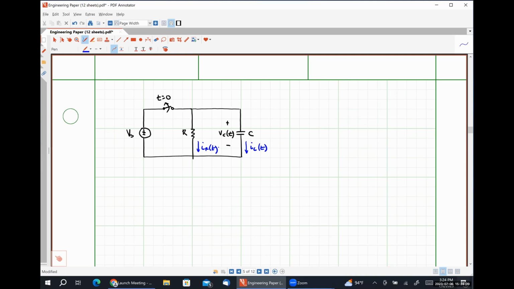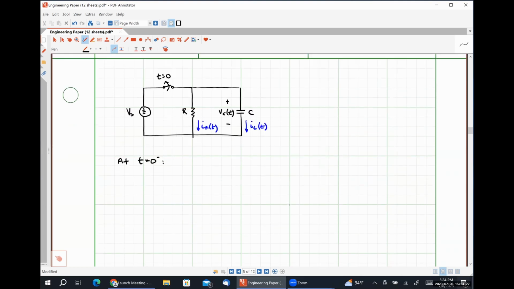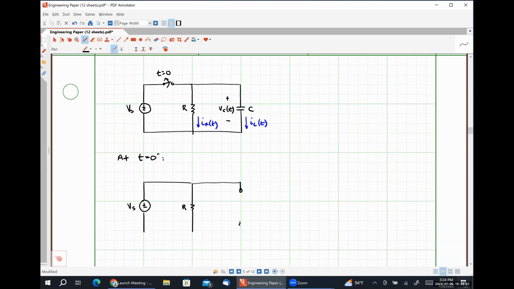Okay, so I'm going to go through this a little bit more quickly because it is extraordinarily similar to what we saw for the inductors. At t equals 0 minus, our circuit is at DC steady state. So we're going to have our voltage source VS in parallel with our resistance R, in parallel with our capacitor, but because we're at DC steady state, our capacitor is going to look like an open circuit.